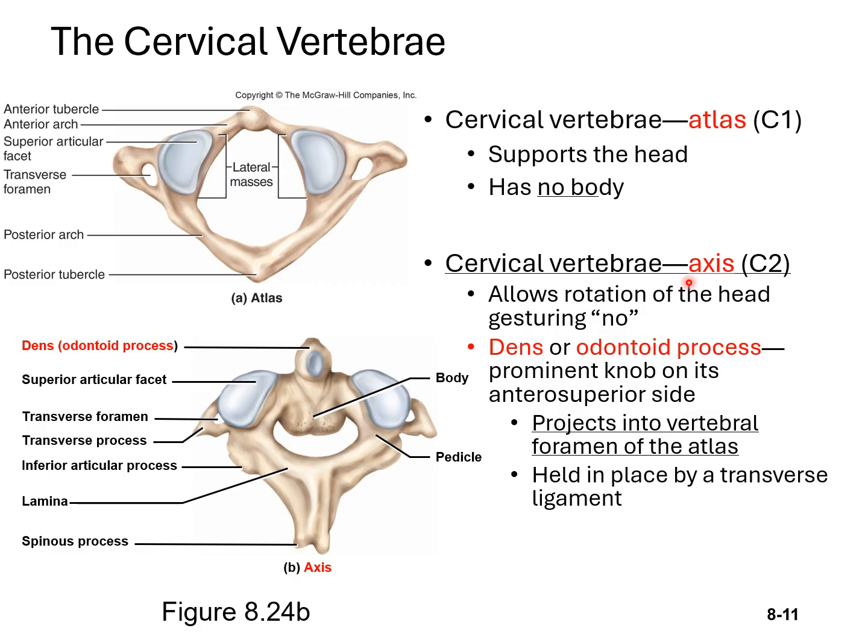C2 is called the axis because the axis has this thing called the dens, and the dens fits into the atlas. There's a transverse ligament that attaches it and allows your head to turn from side to side, or gesturing no. And like I said, it projects into the vertebral foramen of the atlas, and it's held together by the transverse ligament.